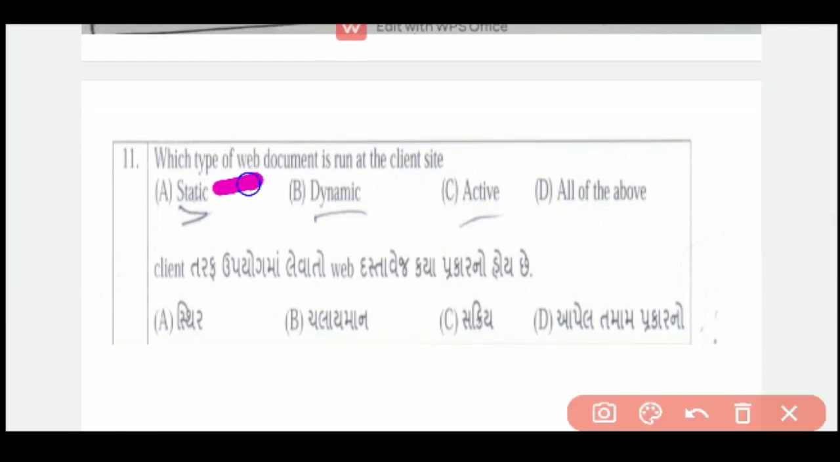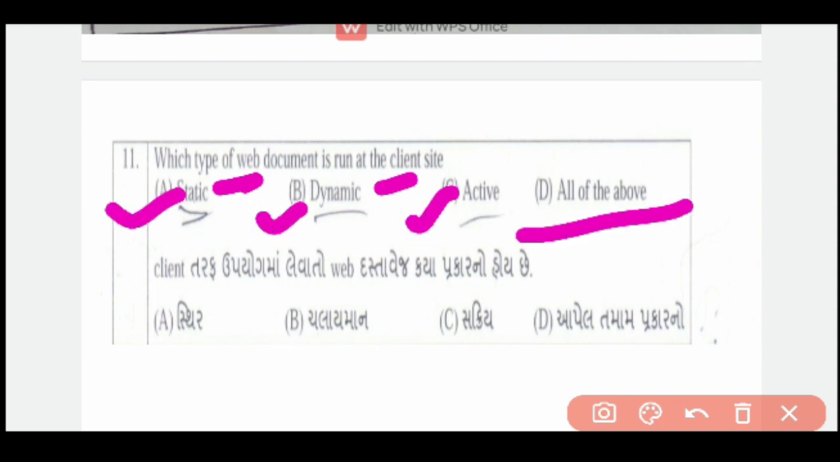Question 11. Which type of web document is run at client side? Option A static, B dynamic, C active and D all of above. Then the answer is option D, all of above.